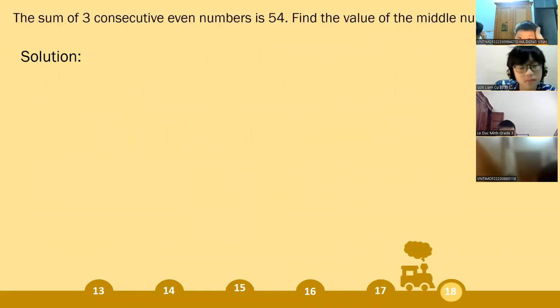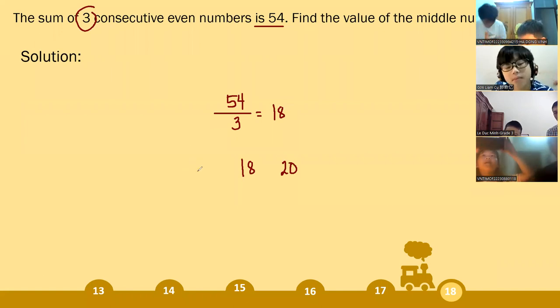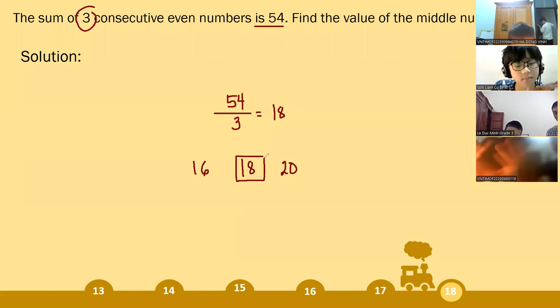The sum of 3 consecutive even numbers is 54. Find the value of the middle number. Okay. This is actually very easy. When you have the sum of consecutive numbers, you just need to divide the sum by the number of numbers you added. 54 divided by 3 is 18. Therefore, your numbers are 16, 18, and 20. So the middle number is 18. Clear?